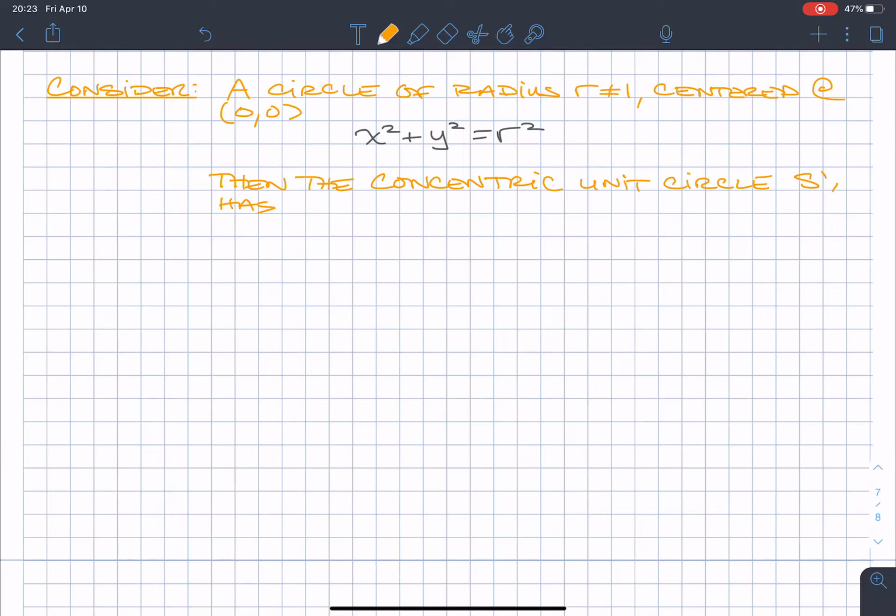What are you doing, kitty? Has equation. Come on.